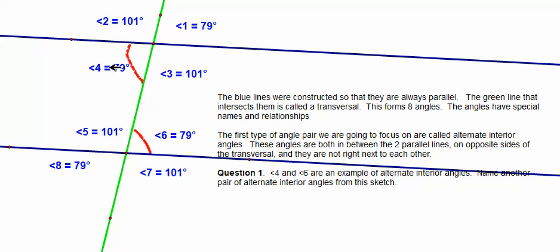Notice that angle 4 and angle 6 are both in between the two blue lines, and they're on opposite sides of the green line. These are alternate interior angles. In your worksheet for question number 1, name another pair of alternate interior angles.